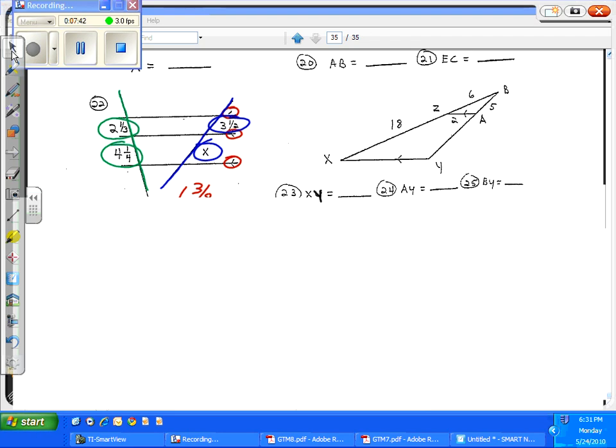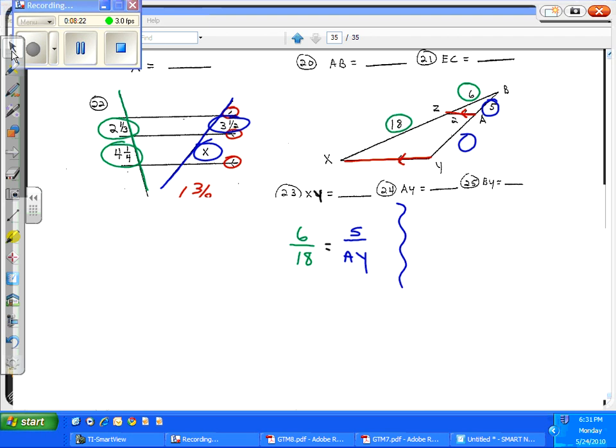What we have is a line parallel to a side of a triangle. And so ZA is parallel to XY. If a line is parallel to a side of a triangle, then it divides the other two sides proportionally. So top piece over bottom piece of this side is equal to top piece over bottom piece of this side. So 6 over 18 is equal to 5 over AY.